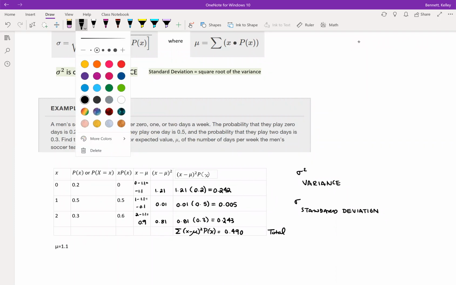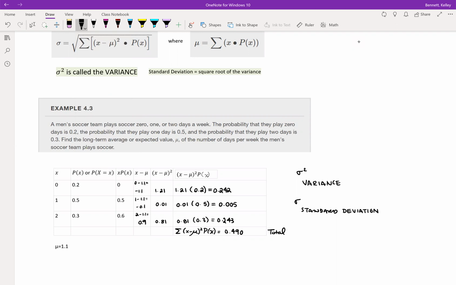All right, so now that I've added those all up, this gives me the variance. This is actually the variance. This is the very last step before we square root. So my variance here is 0.490. Then when I take the square root of that, I get 0.7. So my standard deviation is 0.7, which seems really high.